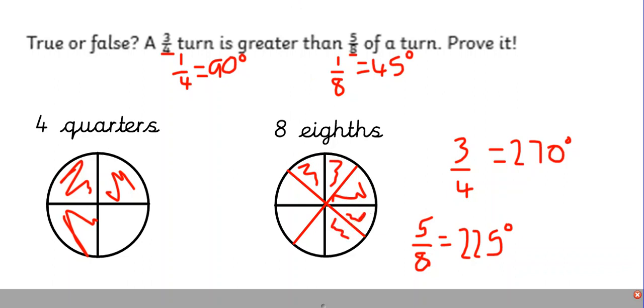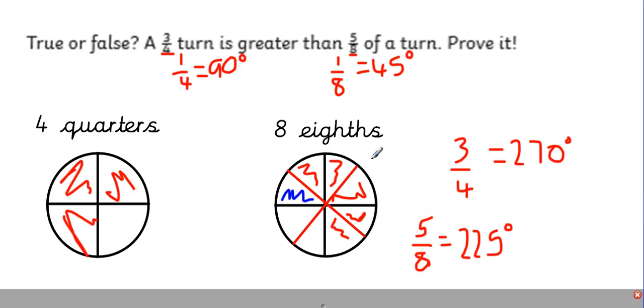Now if you can see here, I need to have shaded in another one of my eighths to make my 3/4. Let me shade a different one in so it's a little bit more clear. I needed to shade in this eighth as well to make 3/4. So that proves that 3/4 is larger than 5/8.